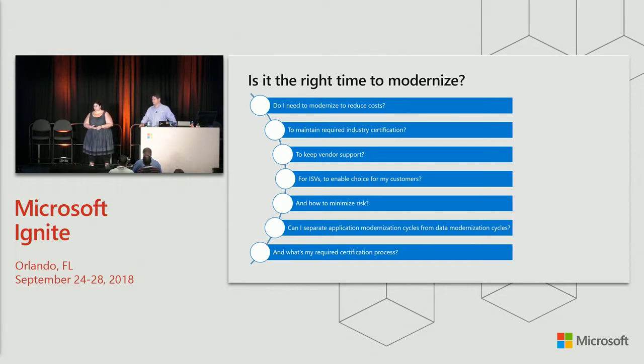So that's one reason. Maybe industry certification. Either you need some of the new security features to remain industry certified, or you just need to be on modern hardware, modern operating systems. Vendor support is another one. Either vendor support from Microsoft, we may not support your version anymore, or if you have applications that need to remain on an older version or need to be on a newer version, that might tie you to a version of SQL. ISVs, so maybe you're writing your own software for your own customers and they want to modernize and your app isn't certified.